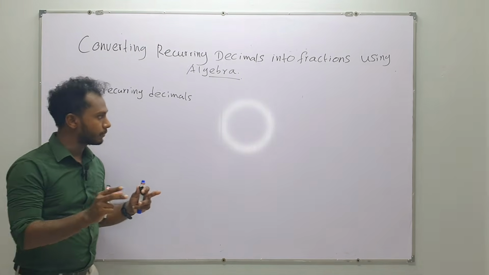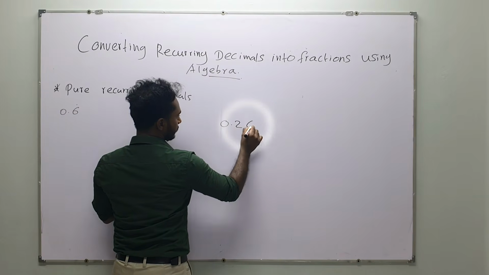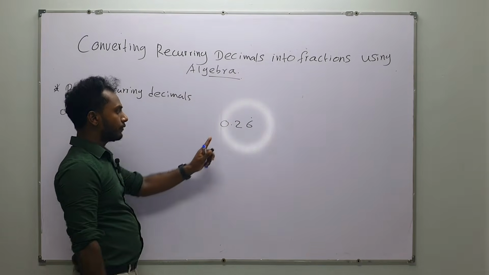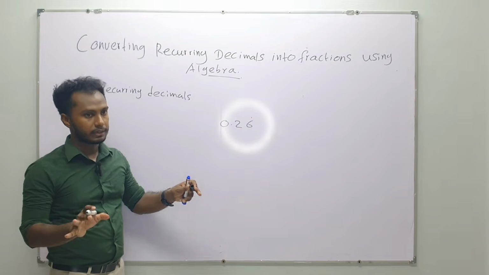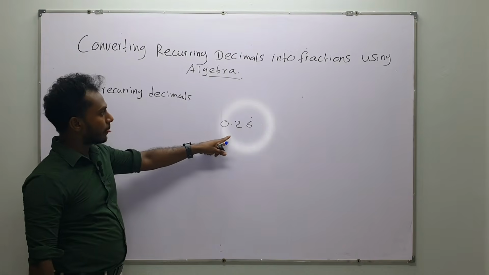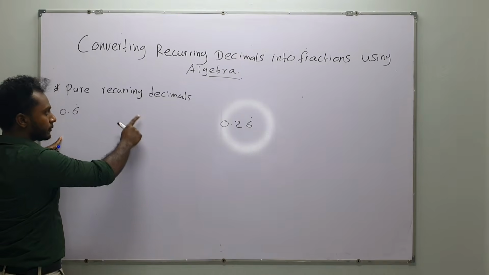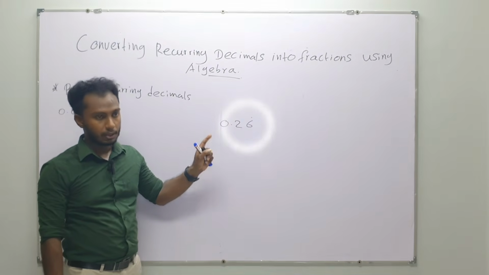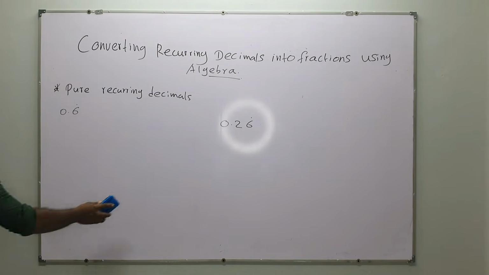Then what are mixed recurring decimals? Like if you have something like 0.26 recurring. So only number 6 is recurring. The number 2 is not recurring right after the decimal point, but after a certain point, that is recurring. So those are mixed recurring decimals. So converting these recurring decimals into fractions, we have to study this under two topics. The first topic is converting pure recurring decimals into fractions, and the second is converting mixed recurring decimals into fractions. Let's stick with the pure recurring decimals for now. Then we can go to the mixed recurring decimals.